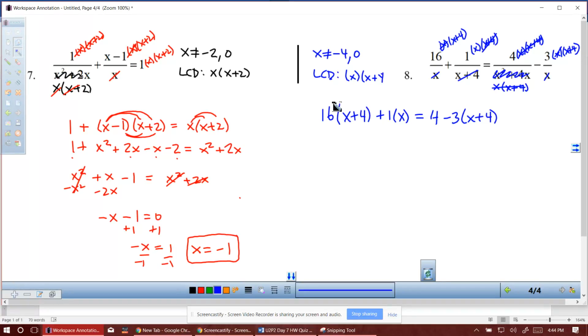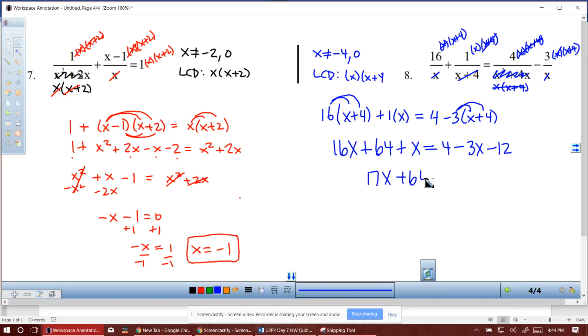Right? So just like before, I'm going to distribute where I need to. So 16x plus 64 plus x equals 4, and then distribute, minus 3x minus 12. All right, we'll go ahead and combine the terms. So 17x plus 64. And then over here we have negative 3x minus 8.